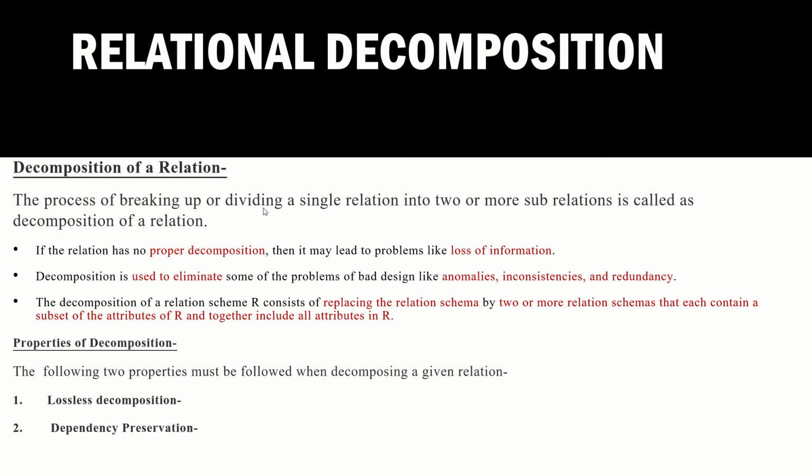So first we defined what the relational decomposition is. Relational decomposition means dividing a larger table into smaller tables. And why are we doing the relational decomposition? Relational decomposition is used to eliminate the anomalies, the inconsistency and the redundancy. And we must be very careful while we are decomposing the table, because if we are not performing the decomposition in a proper manner, loss of information will be there.